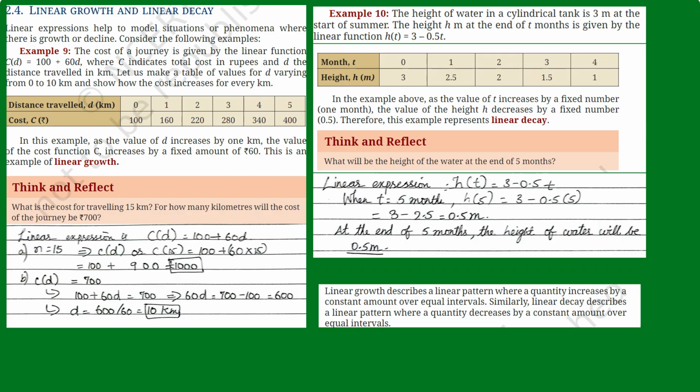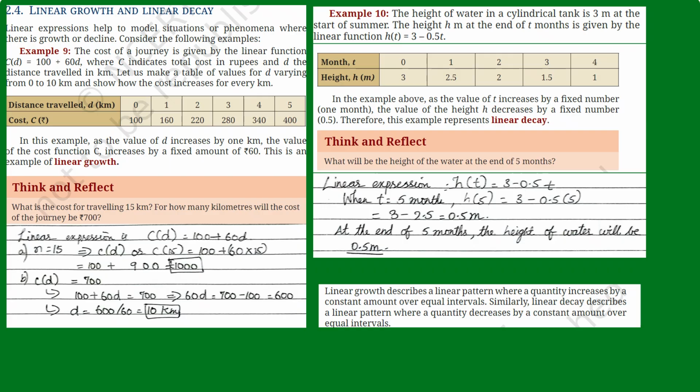What will be the height of the water at the end of 5 months? The linear expression will be h of t is equal to 3 minus 0.5 times t. When t is 5 months, then h of 5 is equal to 3 minus 0.5 times 5. Substituting the values, we get 0.5 meters. So at the end of 5 months, the height of the water will be 0.5 meters.